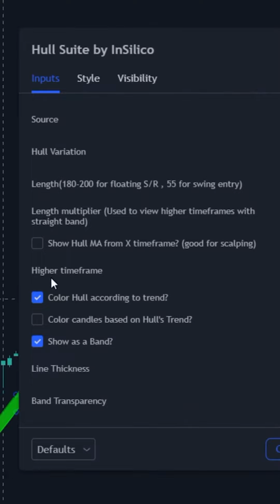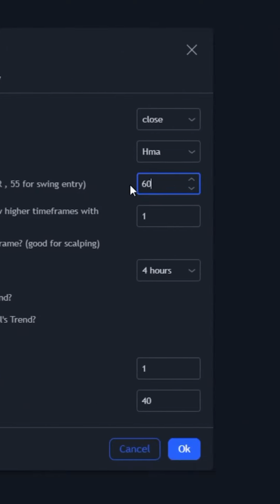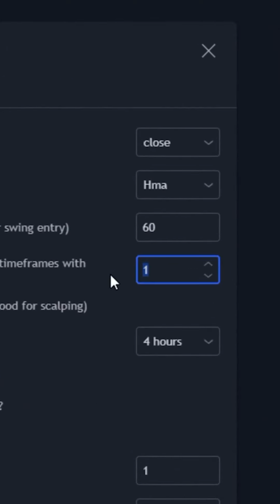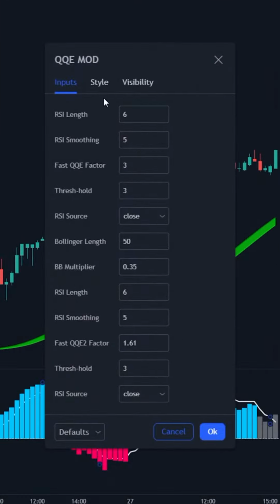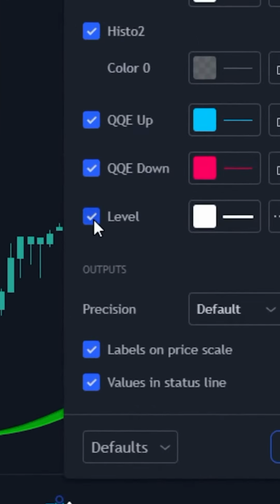Now, let's optimize the settings a bit. Go to the Hall Sweep indicator and change the length from 55 to 60. Then change the length multiplier to 3. Then go to the QQE mod, go to the Styles tab, and uncheck this level box.